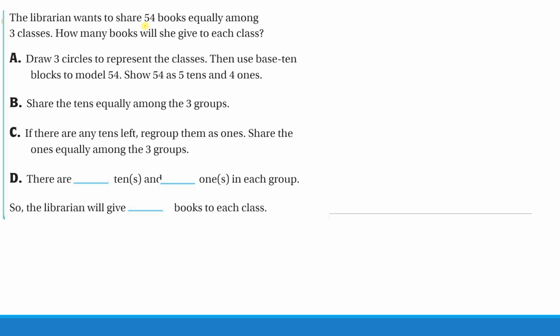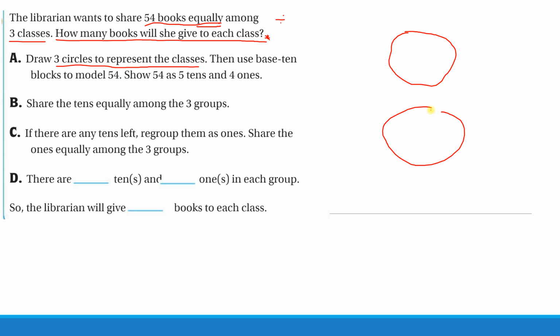The librarian wants to share 54 books equally. Again, that word equally, same number, that tells us division, among 3 classes. And then our question, how many books will she give to each class? So we know we're going to be dividing. So we're going to follow the steps for this problem. Draw 3 circles to represent the classes. Remember, the divisor tells us how many groups we need. So 1, 2, 3. Each one of these represents 1 class.